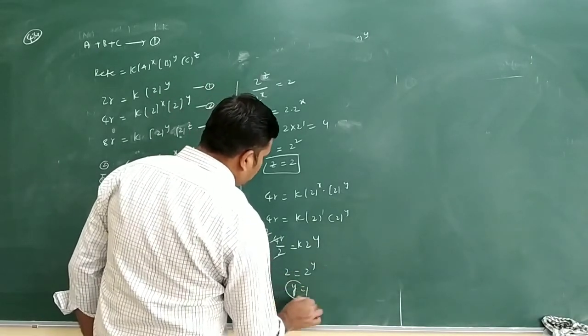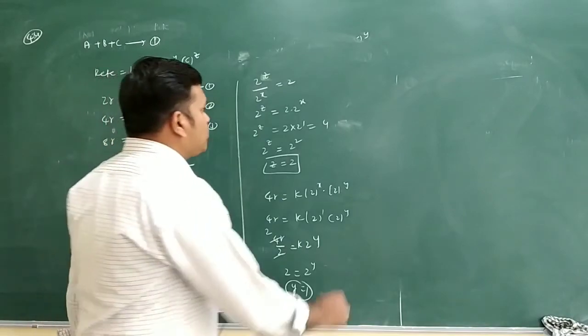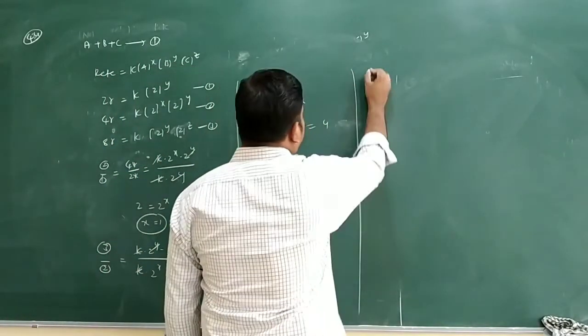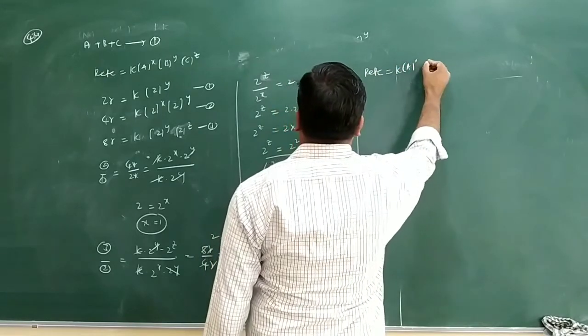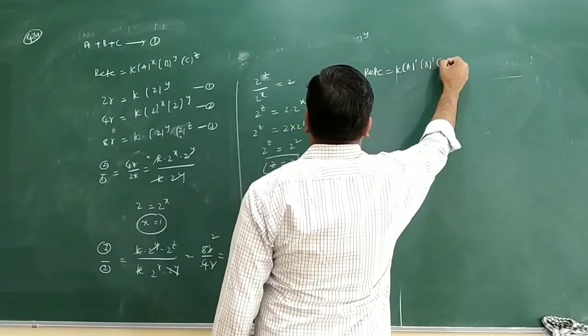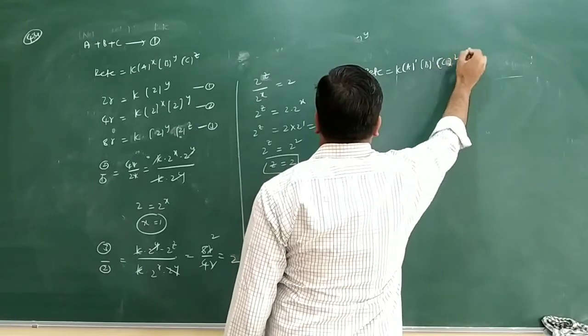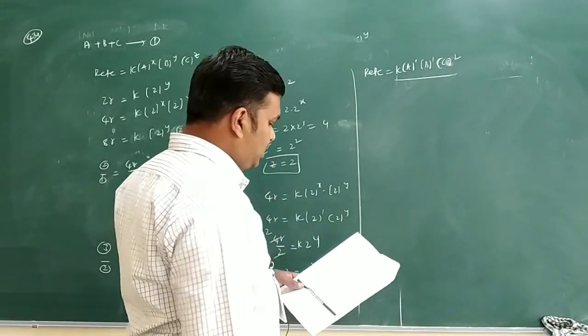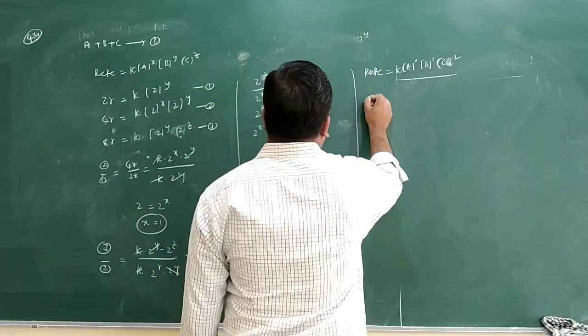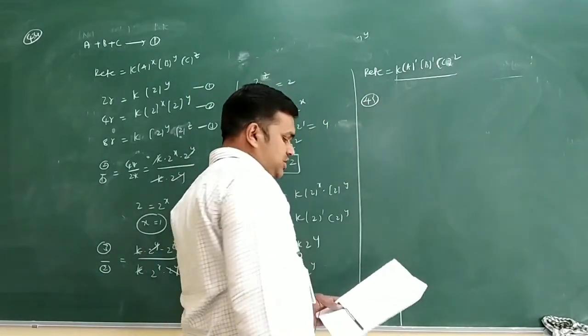So y is equal to 1. So from this, what will you write? The x, y, z expression I am writing here. Rate is equal to k into a whole power 1, b whole power 1, c whole power 2. That you can write as a, b and c square. So this is question number 44 we have. Now let us see question number 45. This is also the same model question.